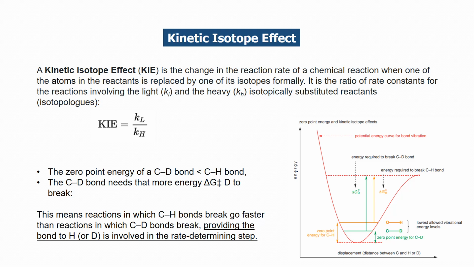Now our last topic of today is the kinetic isotope effect. So what is the kinetic isotope effect? It is a change in the reaction rate of a chemical reaction when one of the atoms of the reactant is replaced by one of its isotopes. Suppose you have taken CH3Br, methyl bromide, or tertiary butyl bromide, this type of substrate. Now just change this proton with deuterium.